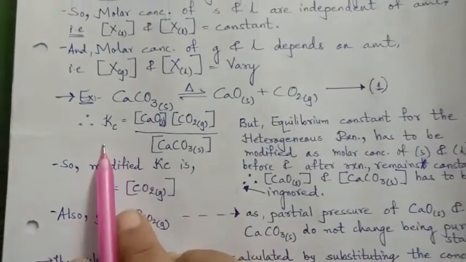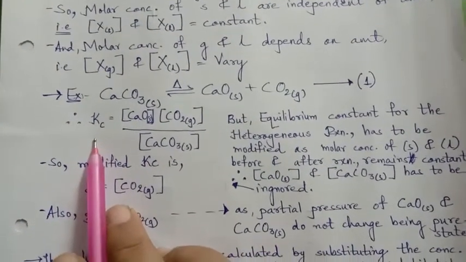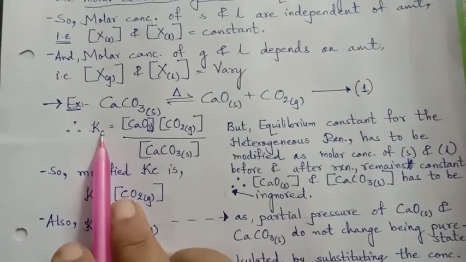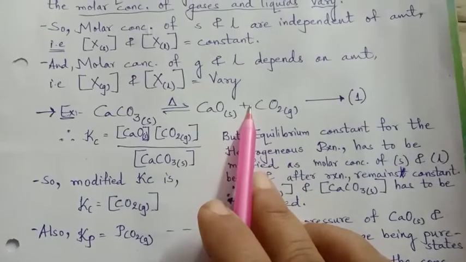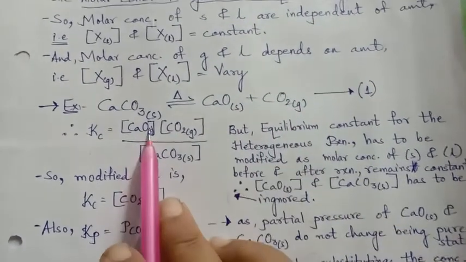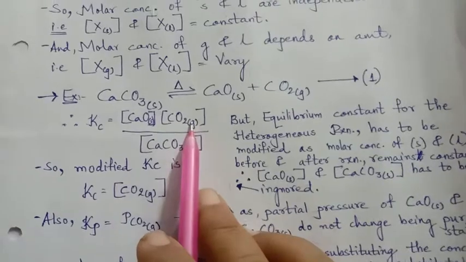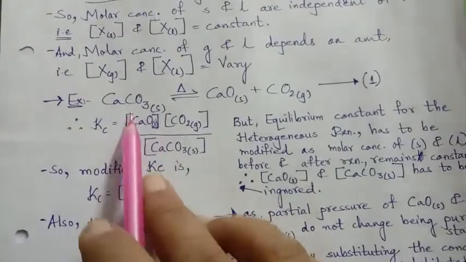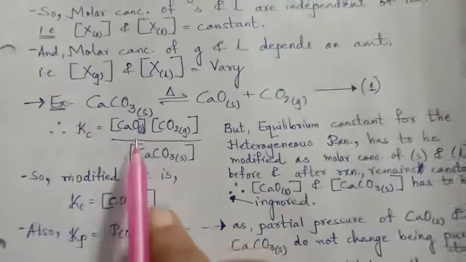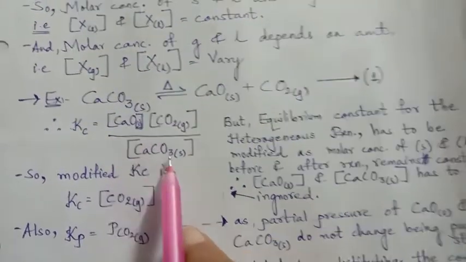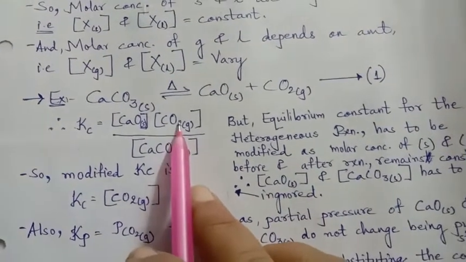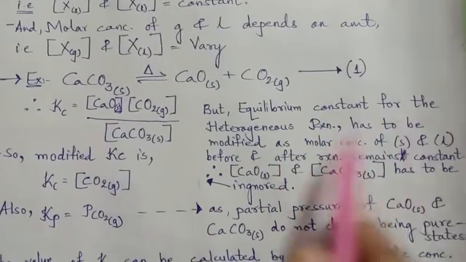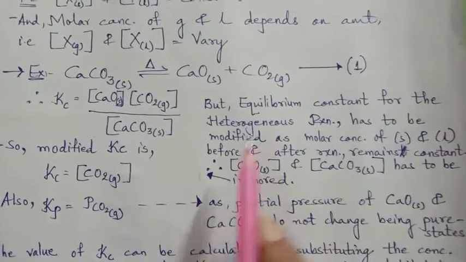Right? So now what happened? I want to calculate the equilibrium constant at constant concentration. So Kc is equal to the concentration of products, CaO into CO2, with no coefficients in the stoichiometry so no powers, divided by calcium carbonate, the reactant. Now here you see calcium oxide is solid, calcium carbonate is solid, and carbon dioxide is in gaseous form. So the equilibrium constant for a heterogeneous reaction has to be modified.